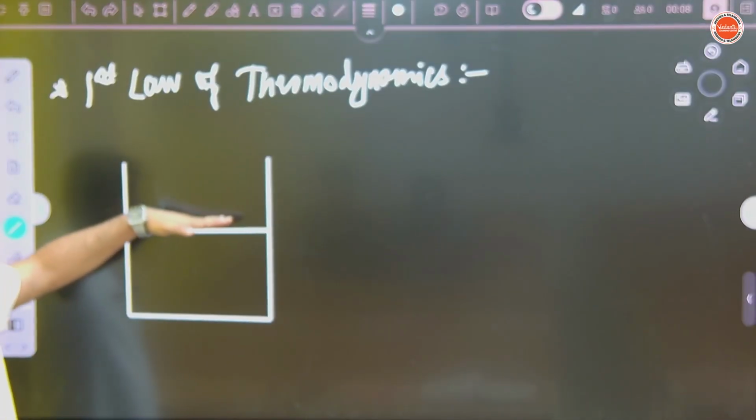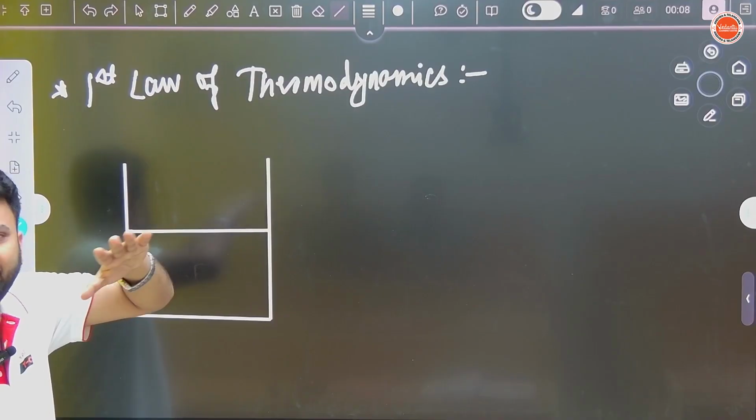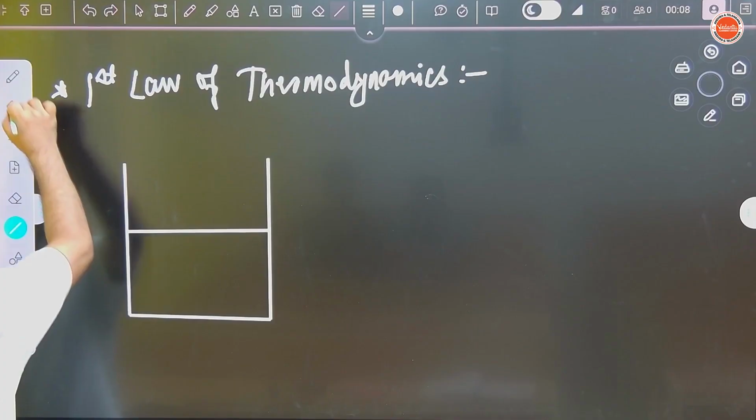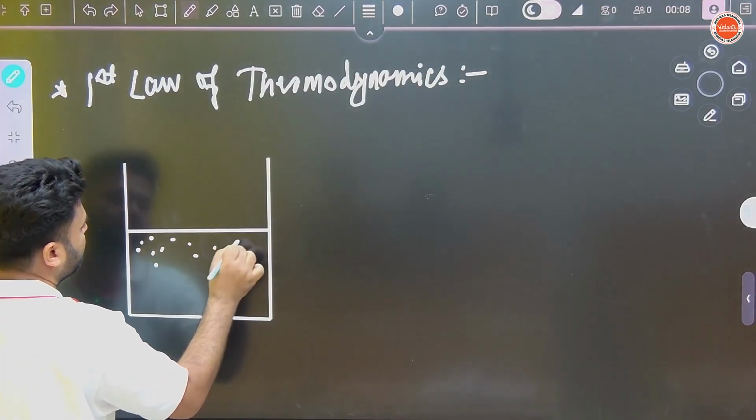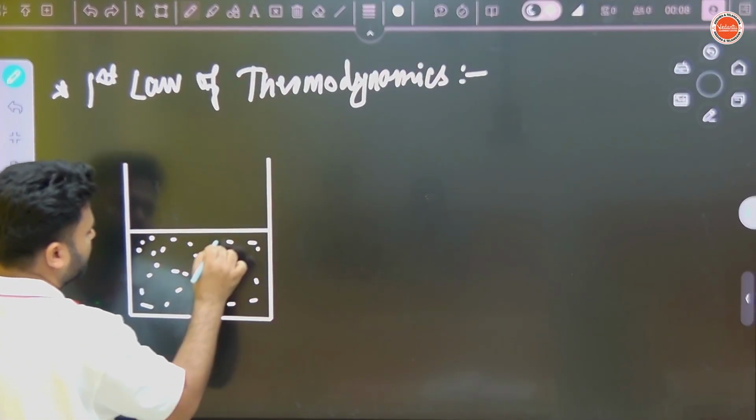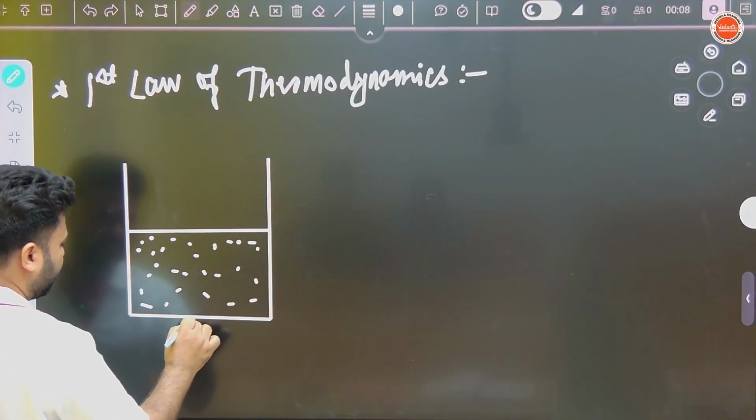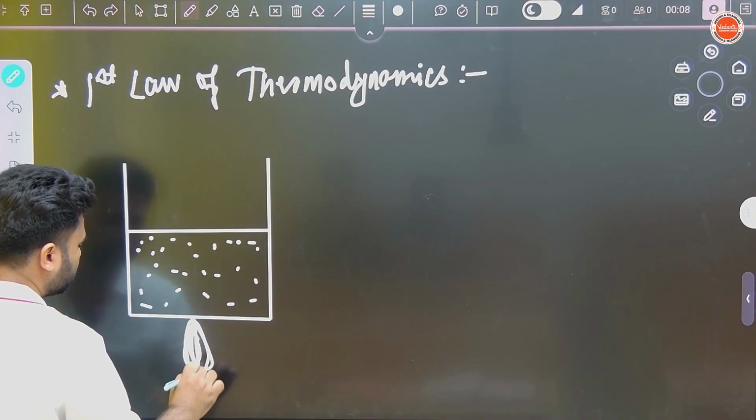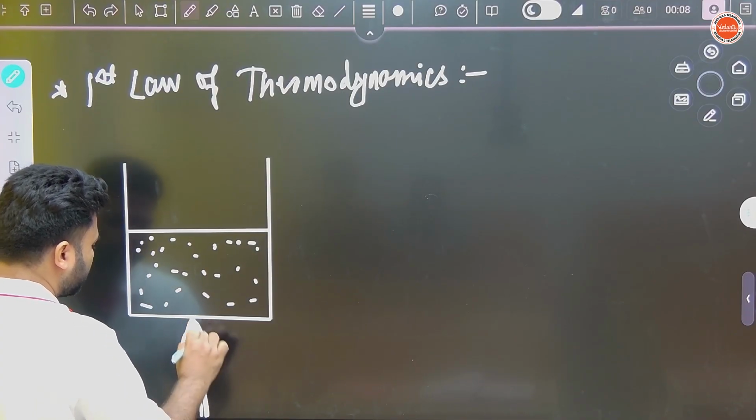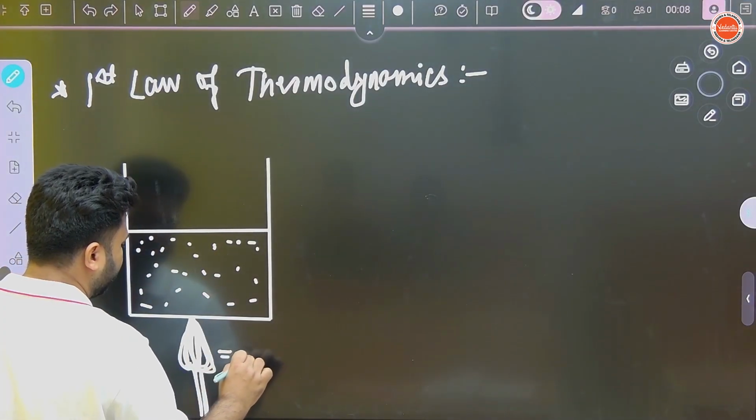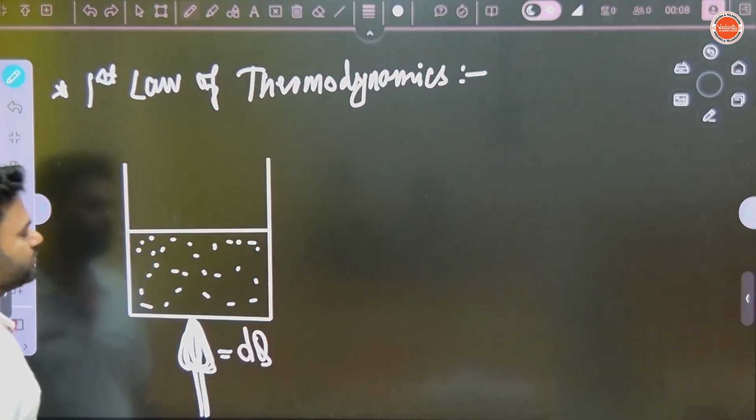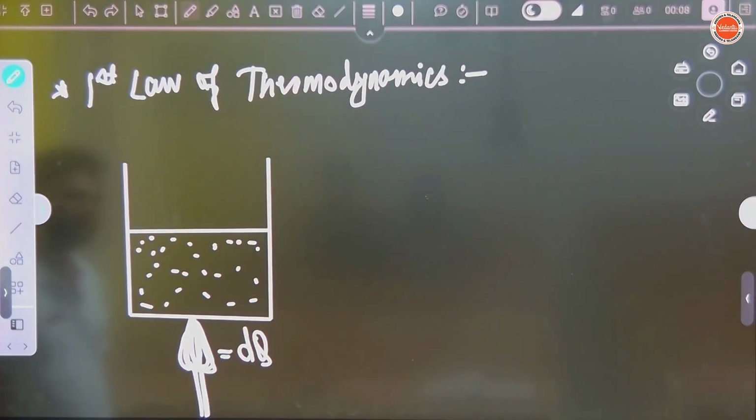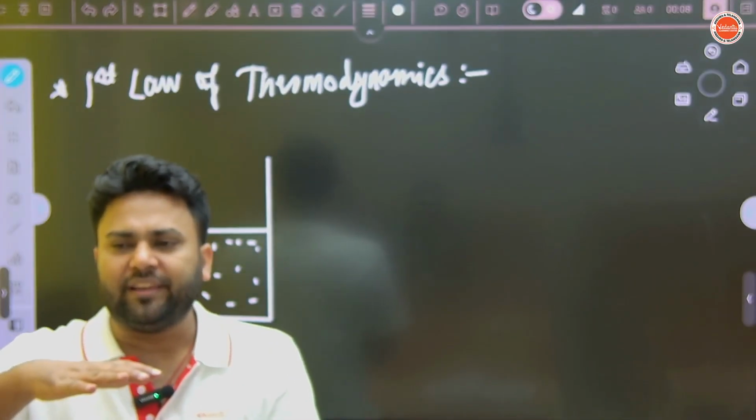And there is a container. Container means cover, plate. Correct? This is the container. Here we have milk. This is the milk. What we are doing? We are supplying some heat. We are heating this milk. The heat energy we are supplying, I am calling this dQ. Correct.